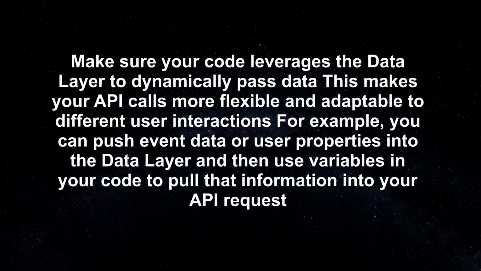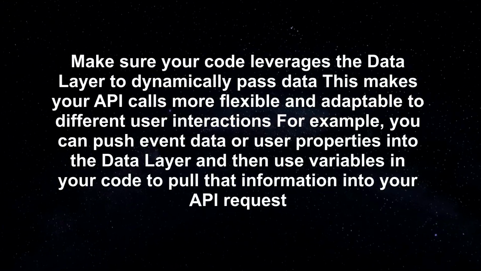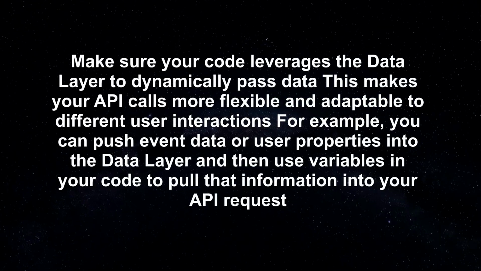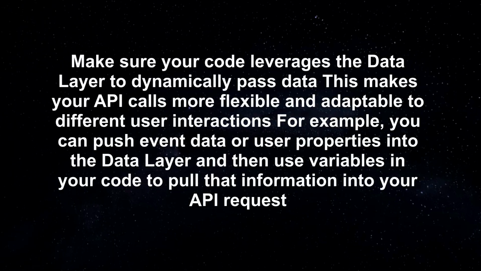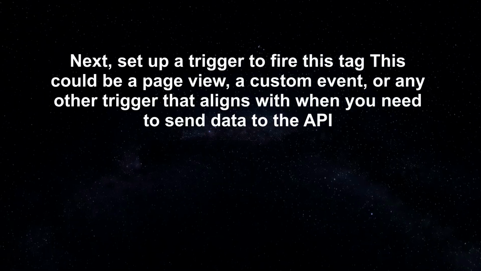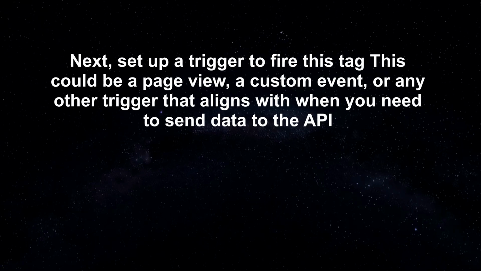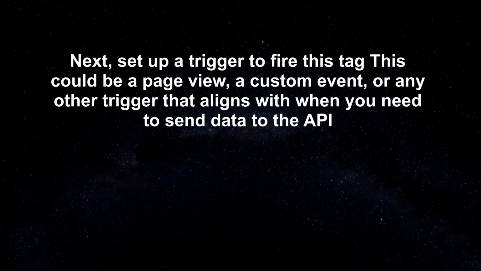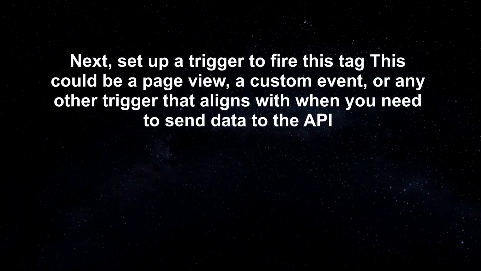For example, you can push event data or user properties into the data layer and then use variables in your code to pull that information into your API request. Next, set up a trigger to fire this tag. This could be a page view, a custom event, or any other trigger that aligns with when you need to send data to the API.